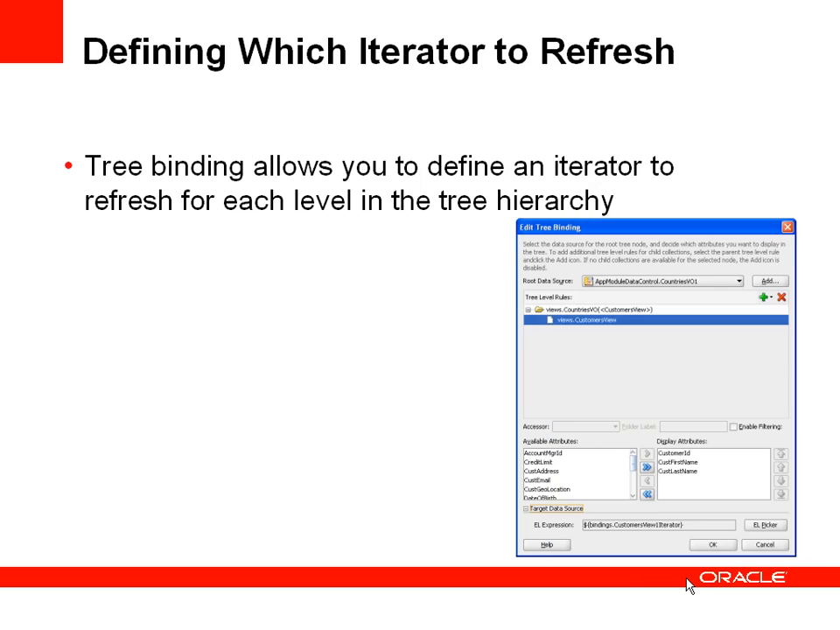Well, ADF gives us a feature for the tree control where for each node within the tree control you can define an EL expression which will point to an iterator as part of the binding that should be refreshed whenever you select that node in the tree control. So selecting the customer's node within the employees or the sales rep view will force the refresh of another iterator within that binding. So let's see this in a demonstration.